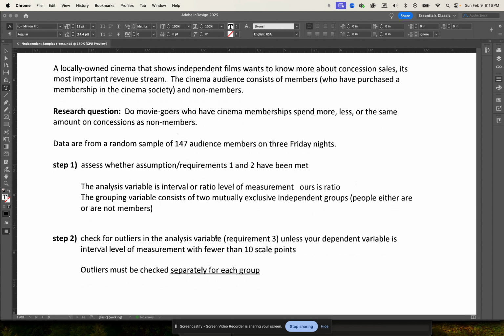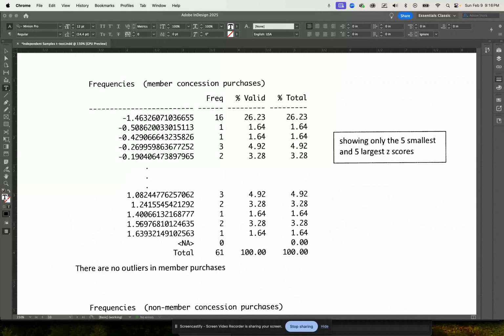So the cutoff for a high z-score, positive or negative, is 3.29, and we don't see that here for member concession purchases, but we do see one in our non-member group. So there's this 3.76. There is one outlier, and this outlier should be removed from the sample before analysis.